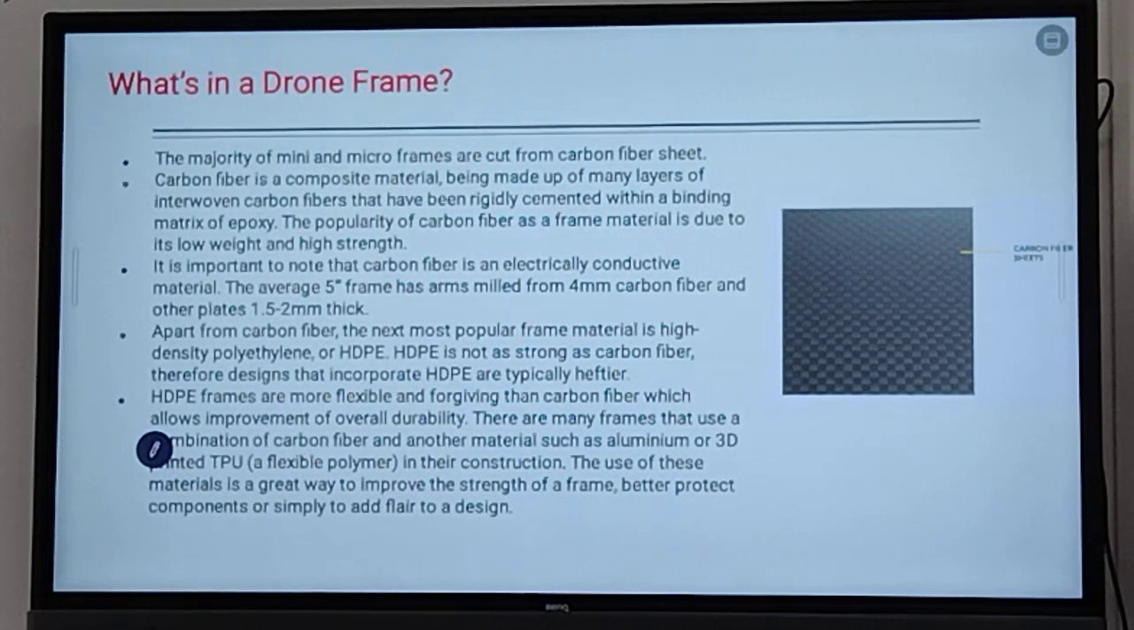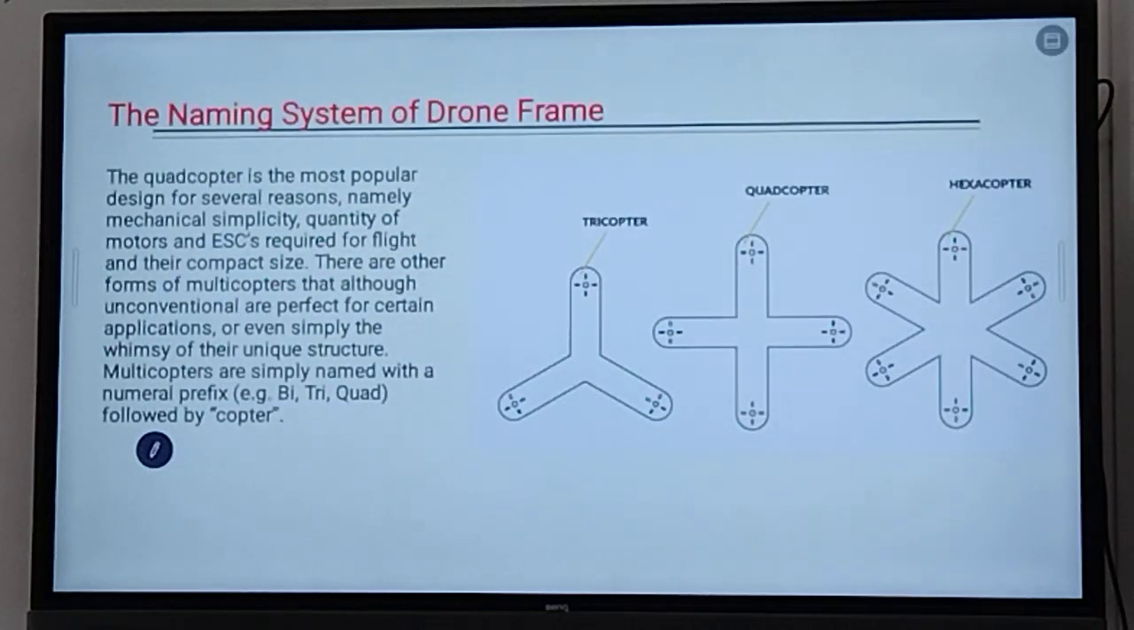There are many frames that use a combination of carbon fiber and other materials such as aluminium or 3D printed TPU, a flexible polymer, in their construction. The use of these materials is a great way to improve the strength of the frame, better protect components, or simply add to the design. Now the naming system of frames.